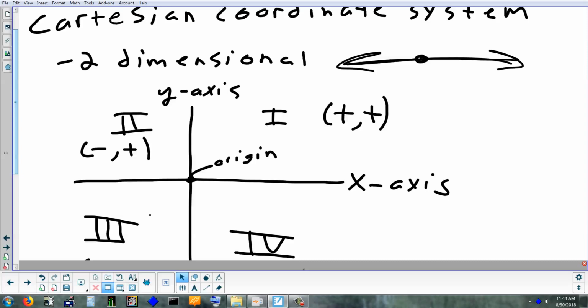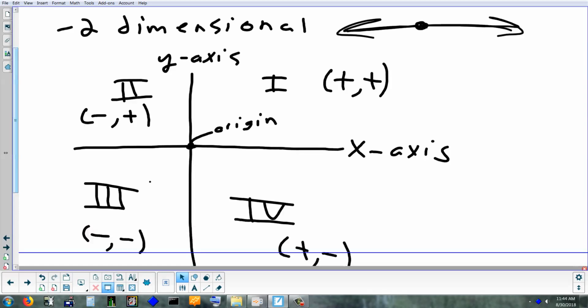Okay, so we have our 4 regions. On the x-axis, positive is right, negative is left. On the y-axis, positive is up, negative is down. And I've tried to show that with the parentheses and the plus and minus sign. Where the 2 axes intersect is the origin. I think that covers most of the basic vocab stuff, two-dimensional graphing. Questions on that? Okay.